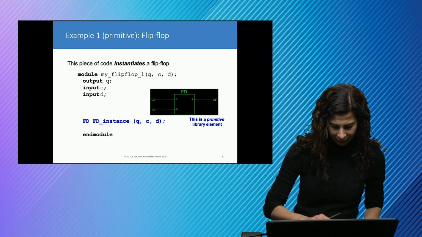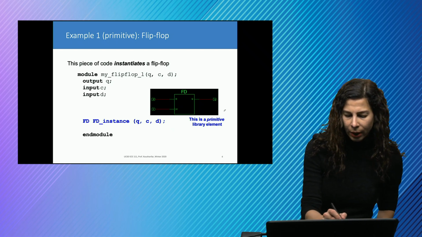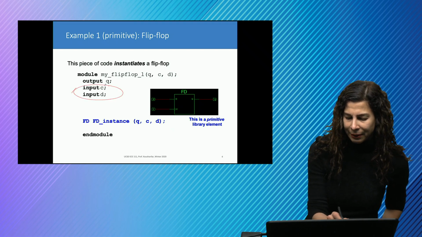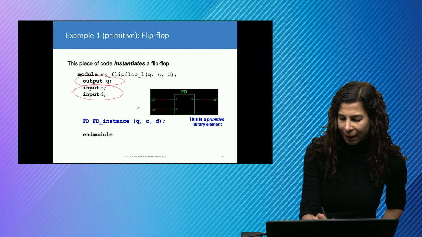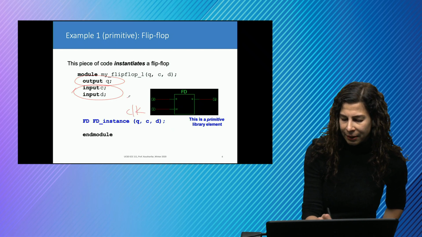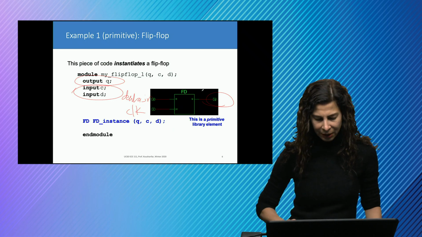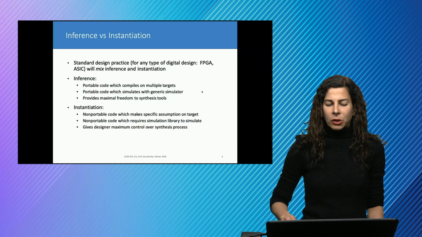So if we have input and output as defined, we can have the clock and the data in here, and the data out is going to be in the Q elements.